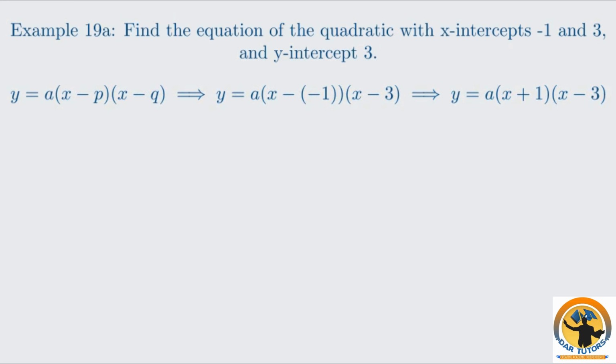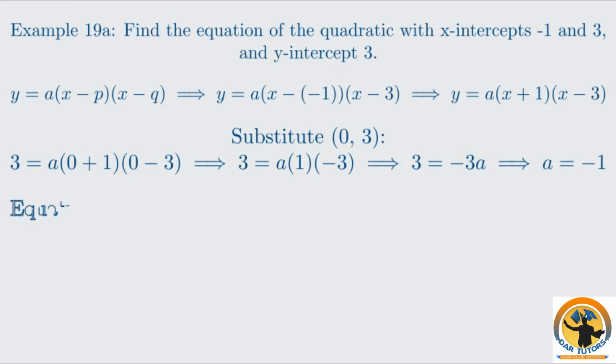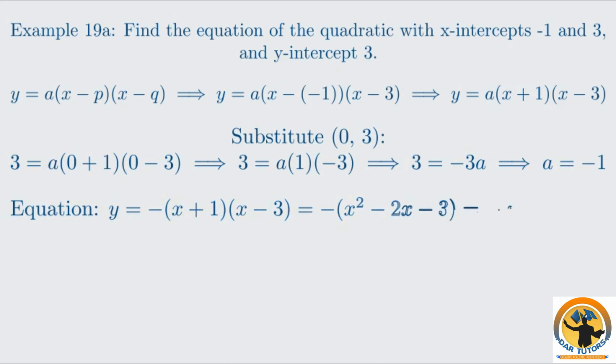Now we need to find a. We use the other piece of information, the y-intercept is 3. This means the point (0, 3) is on the graph. Substitute x equals 0 and y equals 3 into our equation. We get 3 equals a times 1 times -3. This simplifies to 3 equals -3a, so a equals -1. Now we have the full equation. The quadratic function is y equals negative 1 times the quantity x plus 1 times the quantity x minus 3. We can expand this to the general form, y equals negative x squared plus 2x plus 3.